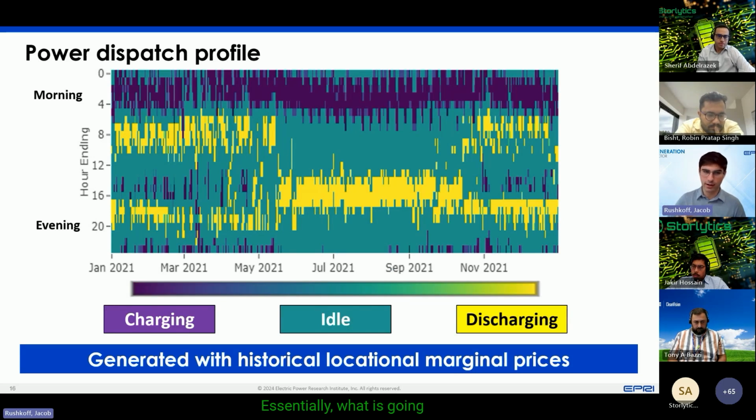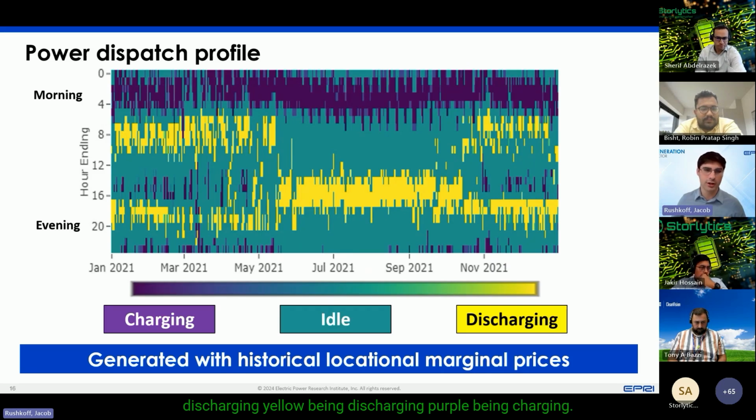Essentially, what is going on here is along the x-axis, we have the model stepping through different days throughout the year. And then along the y-axis, you have hours in a day. So at the very top of the graph, you have the morning. At the bottom, you have the evening. Then left to right, you have January to December. And so then each of these pixels in this chart is showing what is occurring at that hour, whether the battery is charging, whether it's idle, not doing anything, or whether it's discharging, yellow being discharging, purple being charging.